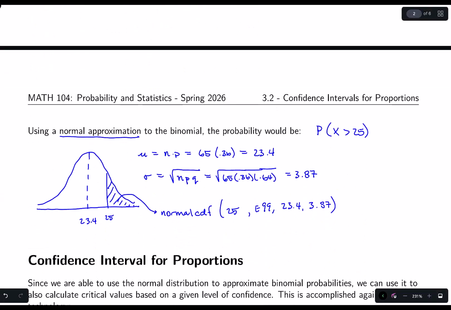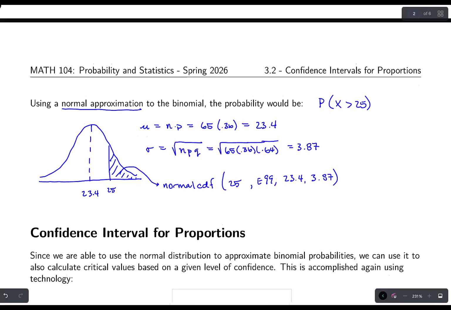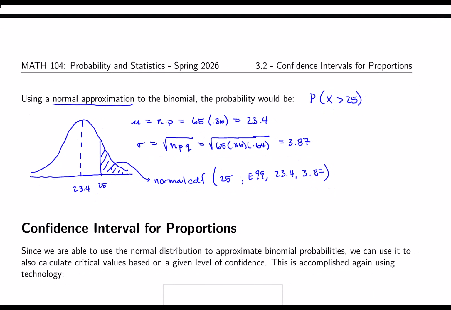So what gives? We're supposed to be able to get an approximate value, but that's not really all that great of an approximation. Well, there's a catch here. We can do what we're doing, but there's also this continuity correction. And let me show you with an app what I'm talking about.